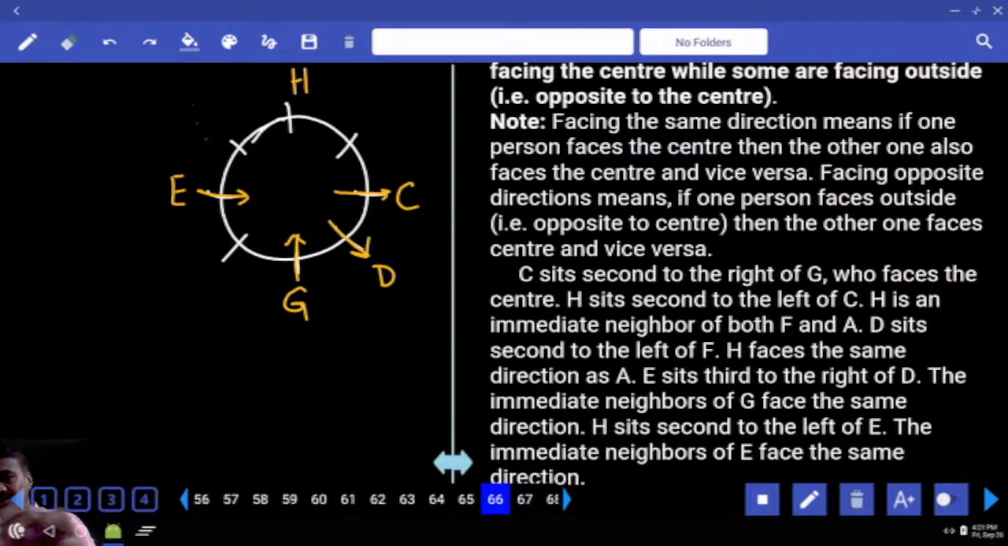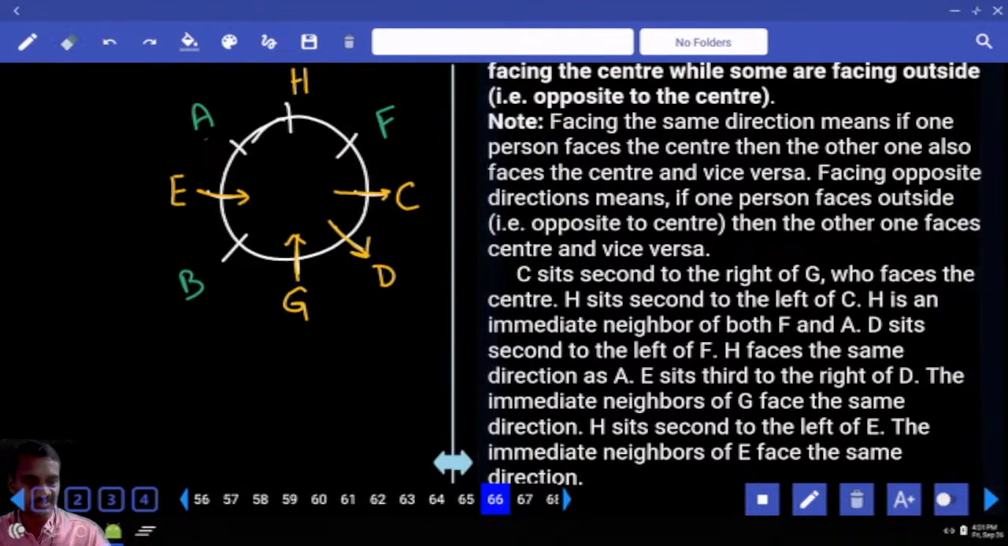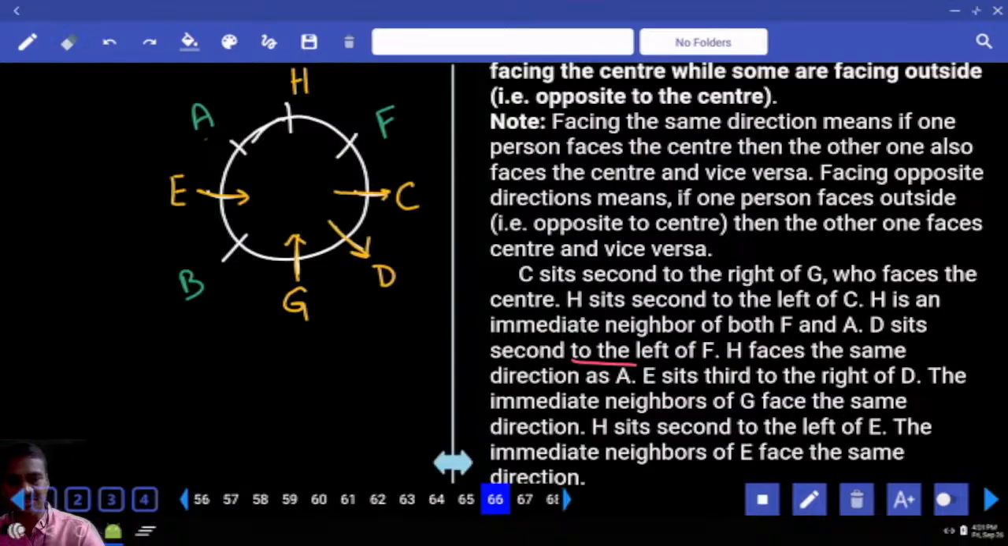Then earlier we have two possibilities. Now F is here because D is second to the left of whom? Second to the left of F. Now F is here, then A must be here. A is here, B is here. Then H is an immediate neighbor of both F and A. D sits second to the left of F. F must be towards the center.